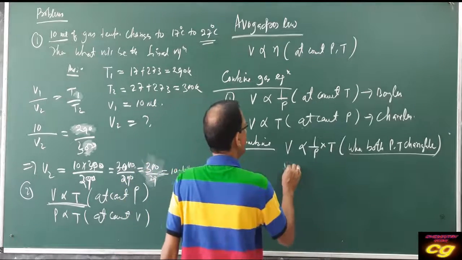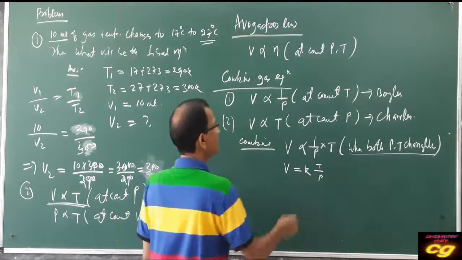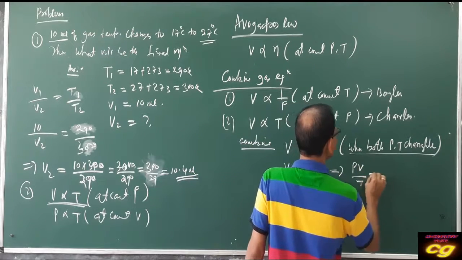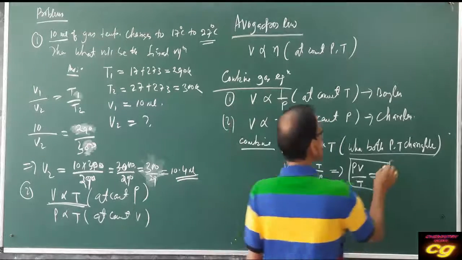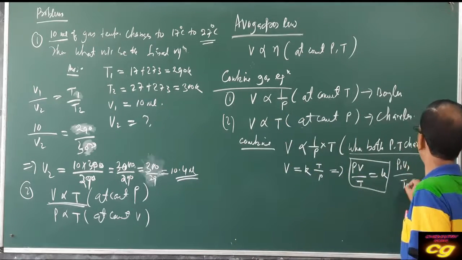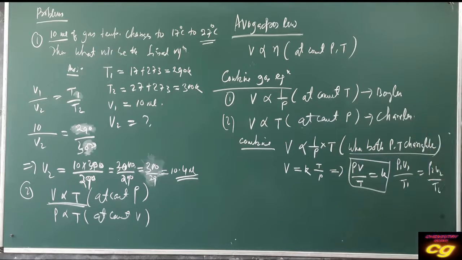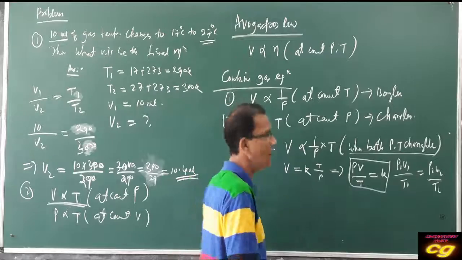If you combine it, V is equal to some constant K times T by P. Then if you arrange it, PV by T is equal to K. This is your combined gas equation. You can write P1V1 by T1 is equal to P2V2 by T2. When the pressure changes, the volume changes, and the temperature changes. Both are changeable: P1V1 by T1 equals P2V2 by T2.